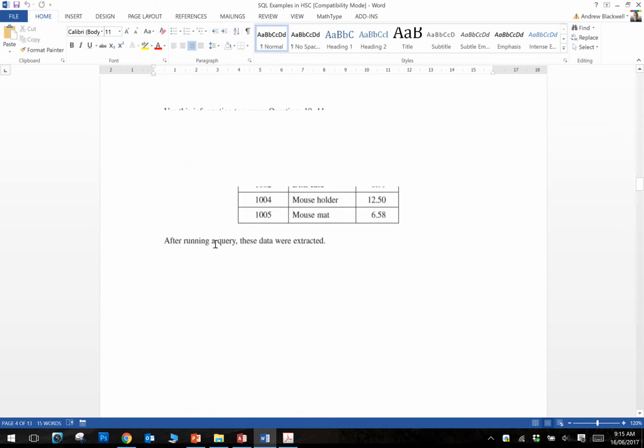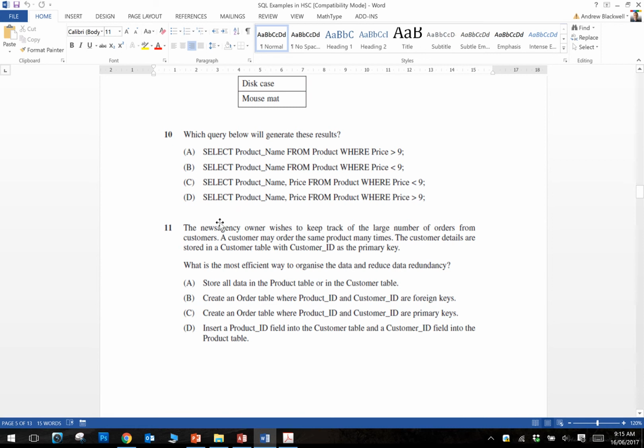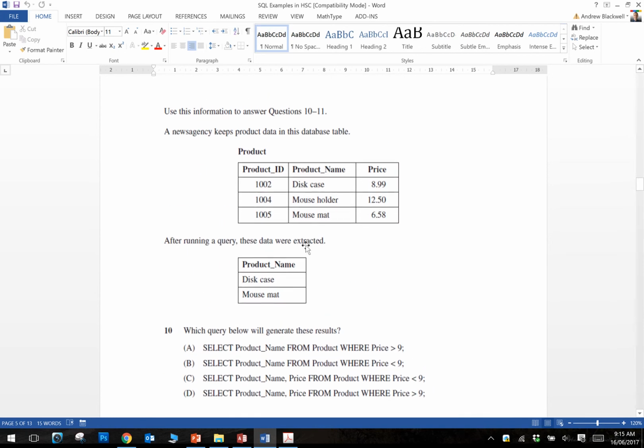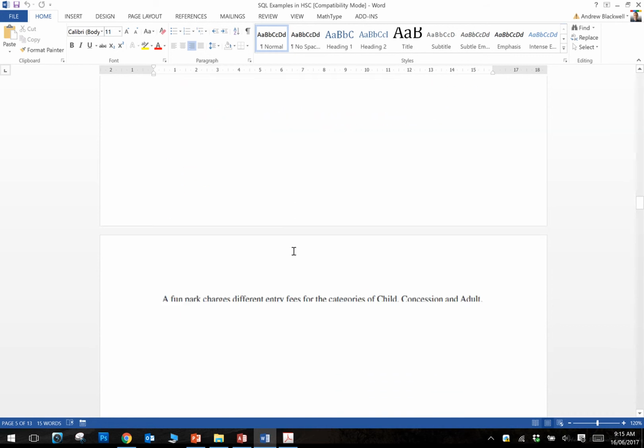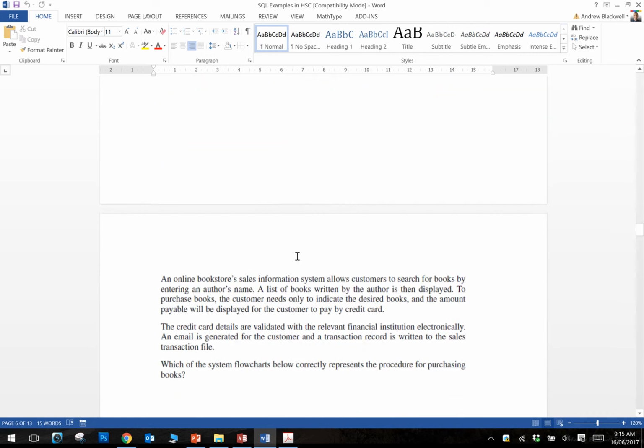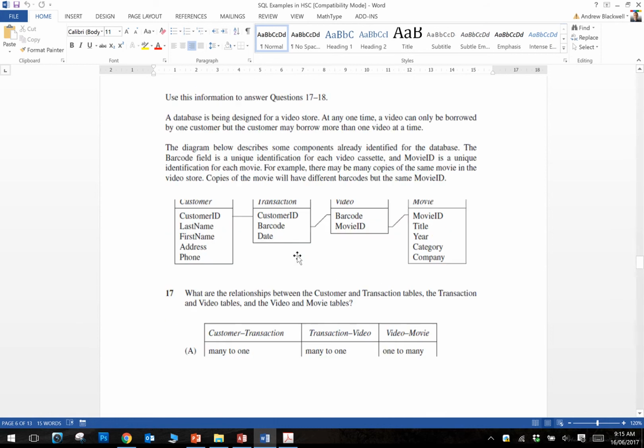We also get, if I remember correctly, another one: select product name. Now that will be the field from the product, which is the table, where price is greater than 9. So does that work? Yeah, maybe, I don't know. We also get, I'm looking for another one which has the SQL at the top.